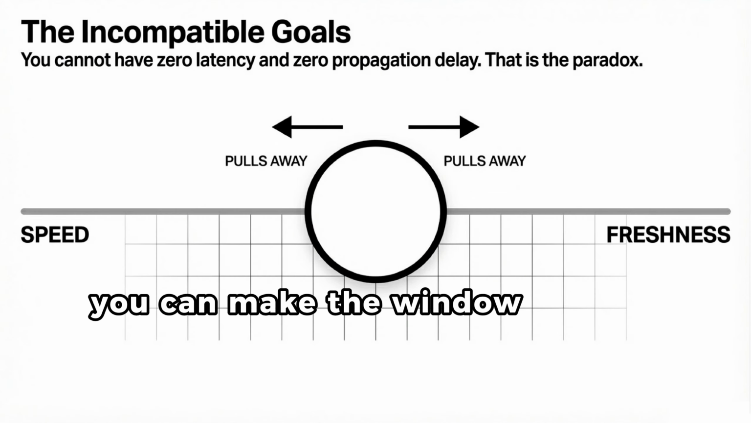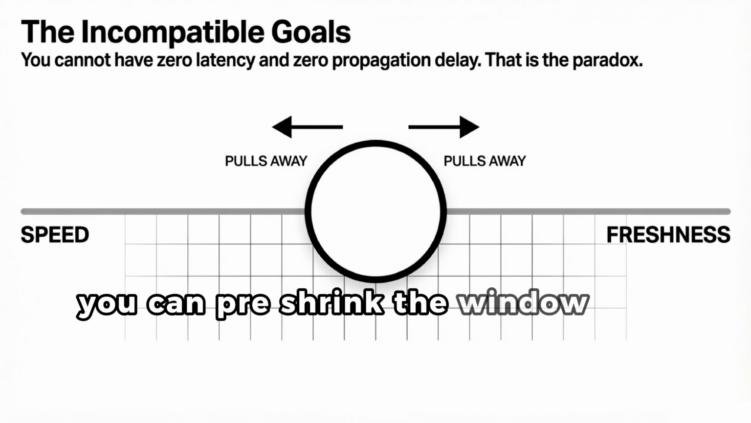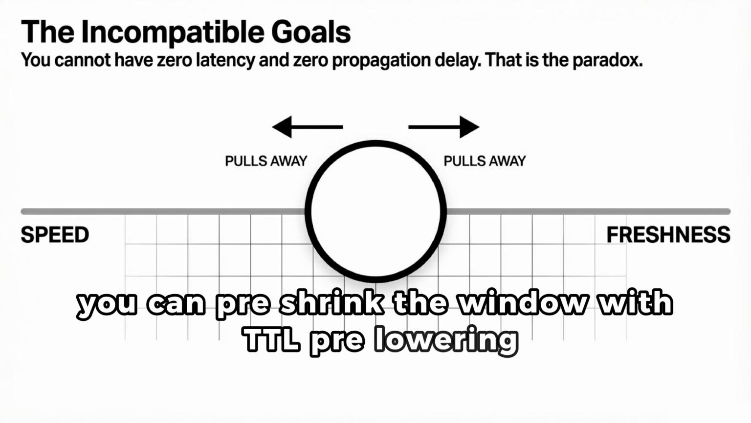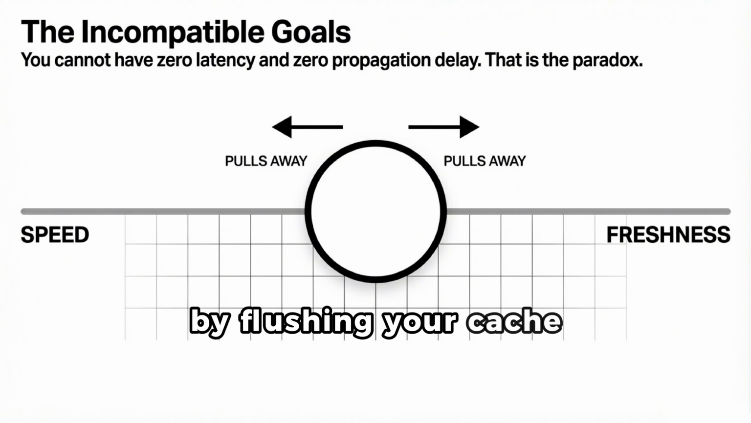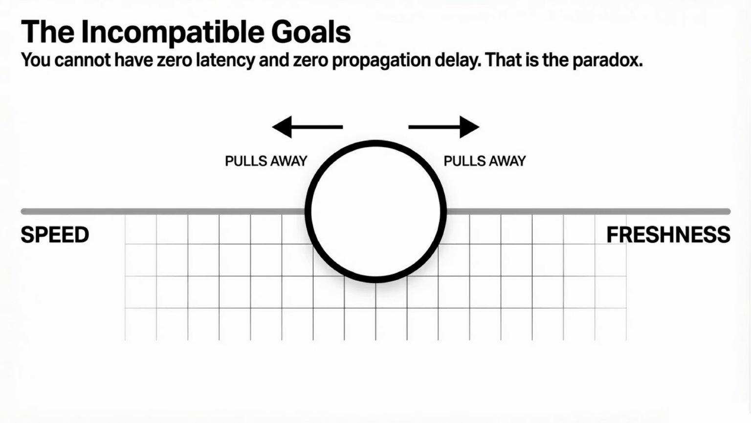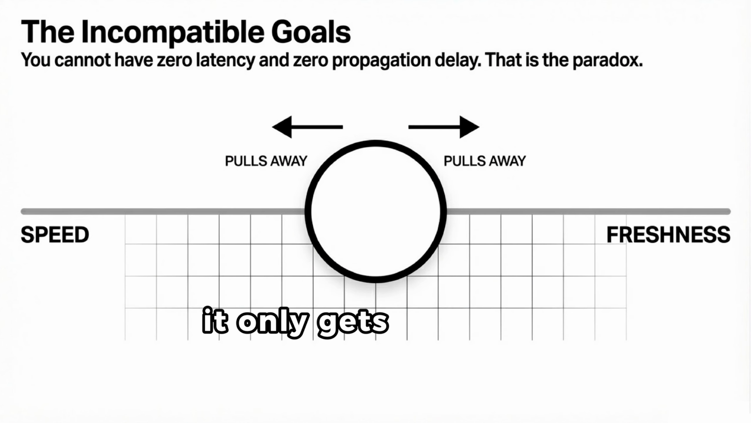You can make the window shorter by setting low TTLs. You can pre-shrink the window with TTL pre-lowering. You can verify your own local state by flushing your cache. But you cannot make the window 0 while also having a cache. The two are incompatible. That's the fundamental tension, and it doesn't resolve, it only gets managed.